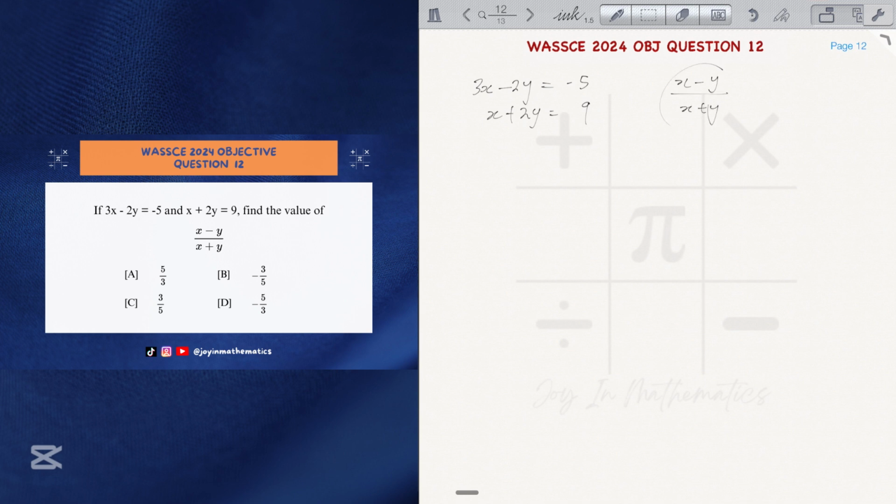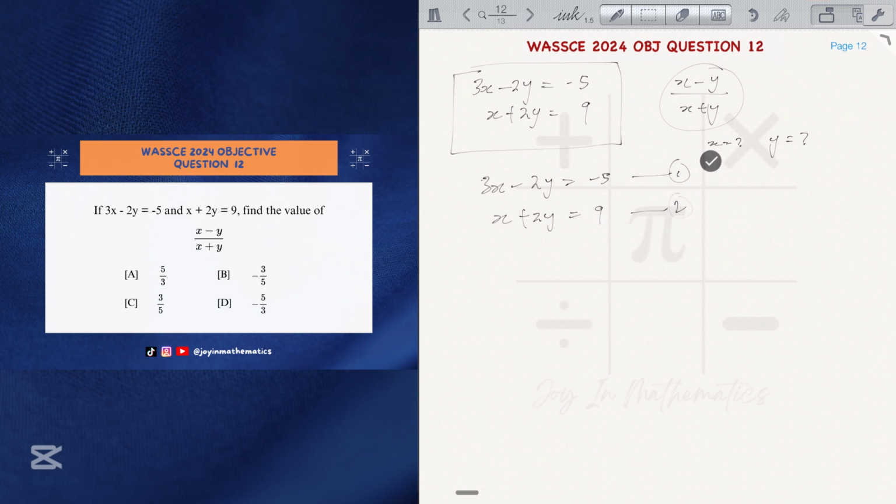Now how do we simplify this? We have to know the value of x and the value of y. So with this, we have two equations, two unknowns. So this is simply a simultaneous equation. We can call 3x minus 2y equals minus 5 equation 1, and x plus 2y equals 9 equation 2.